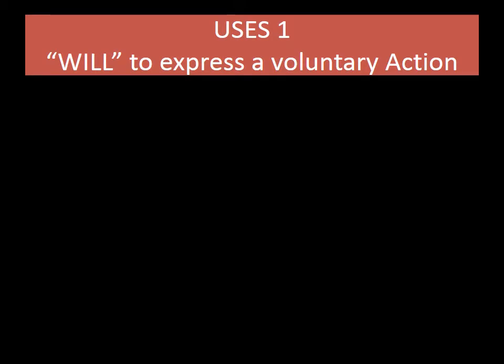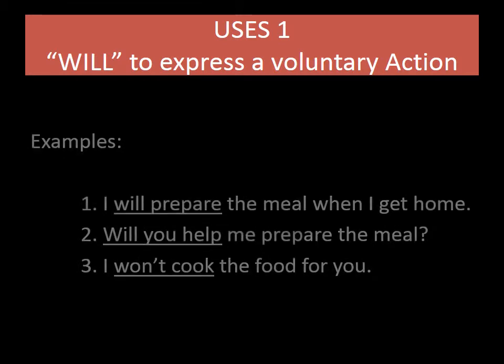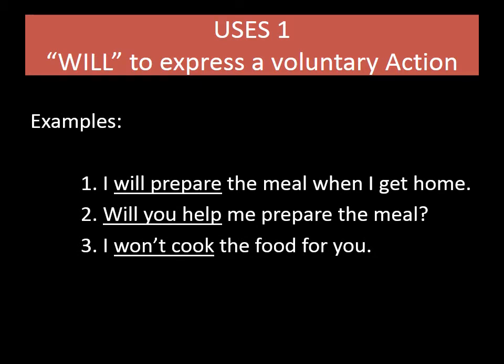Will and be going to have different uses. Uses 1. Will to express a voluntary action. Will often suggests that the speaker will do something voluntarily. We use will to respond to someone else's complaint or request for help. Similarly, we use will not or won't when we refuse to voluntarily do something.